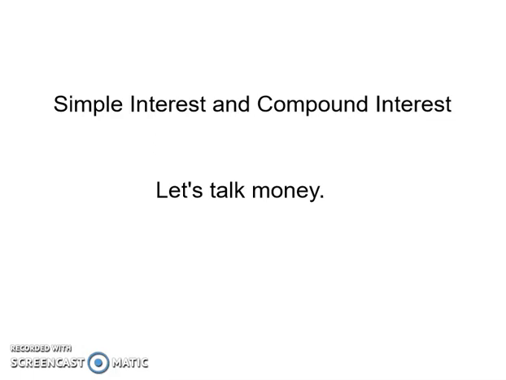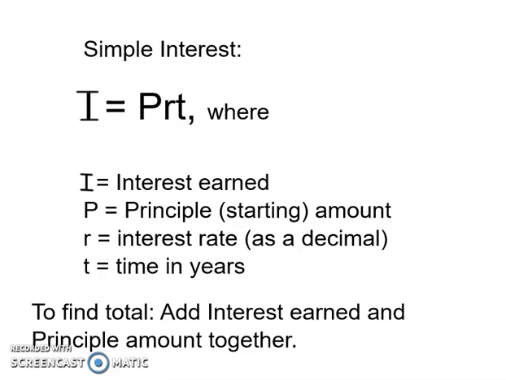So let's talk money. Real quick, just want to show you the equation that we have for simple interest. I is equal to P times R times T, where I is the interest that you are earning on your money. The P is your principal or your starting amount. R is going to be the interest rate earned, which we're going to be writing as a decimal. And T is going to be the time in years. And if we want to find the total amount that we're going to have after we accrue this simple interest, we're going to add the interest earned and the principal amount together.